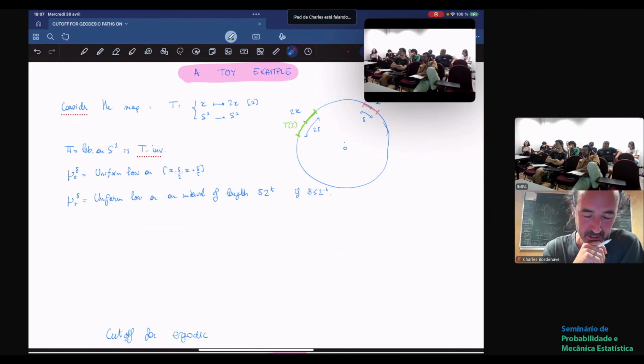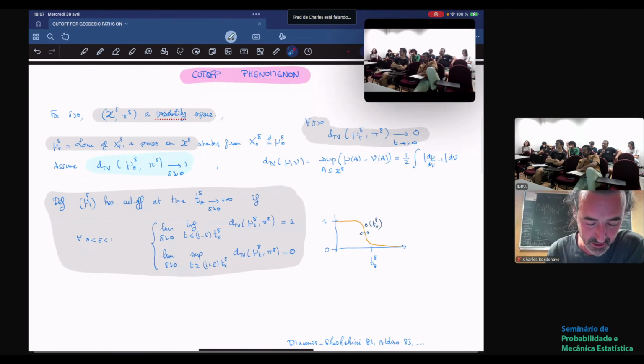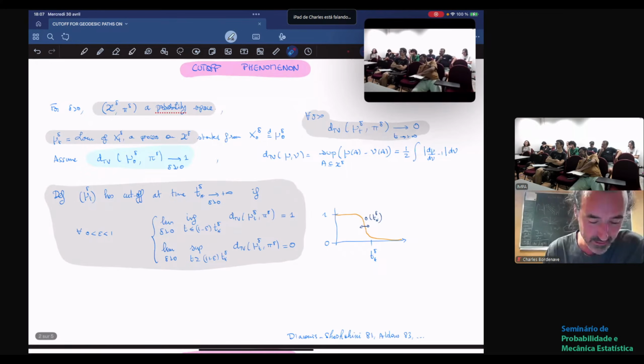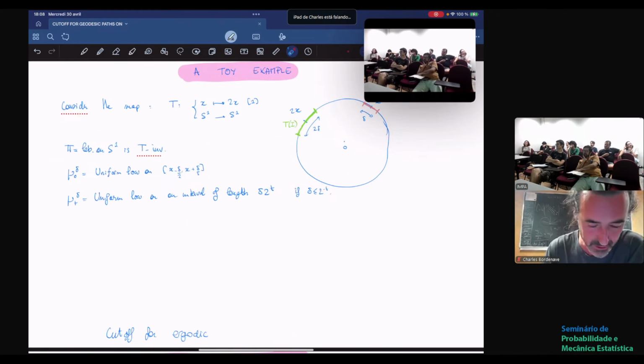In the cutoff definition, there are two things indexed by delta: the state space X delta, and the initial condition. I will be interested today mostly in cases where the probability space is fixed, and only the initial condition depends on delta. This is especially relevant when you consider ergodic dynamical systems. So here is an example.